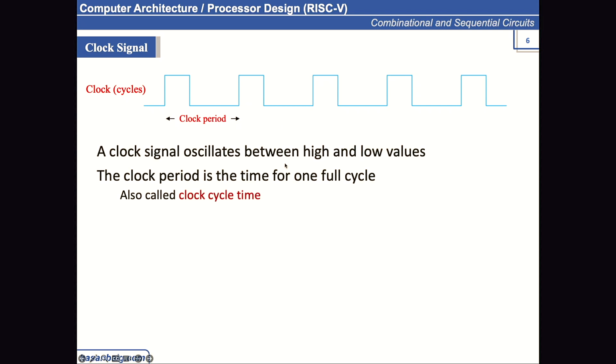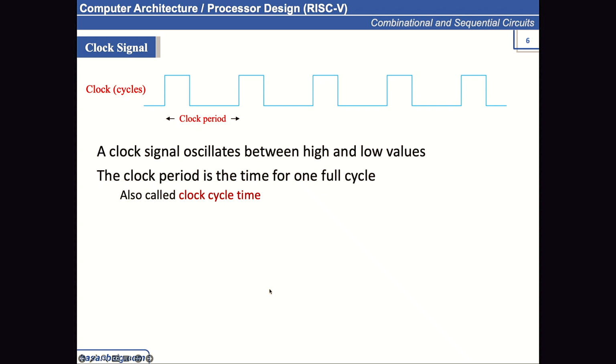So the clock signal oscillates between high and low values. The clock period is the time for one full cycle, also called the clock cycle time. Whatever terminologies we are learning, you are going to apply in the performance calculation or performance evaluation of a computer. For example, let's say we kept the high voltage for 5 nanoseconds, and we kept the low voltage for 5 nanoseconds. So the total clock cycle time would be 5 plus 5, 10 nanoseconds.